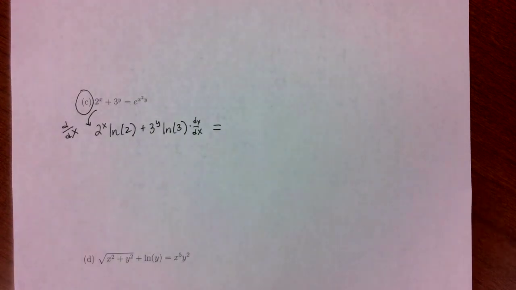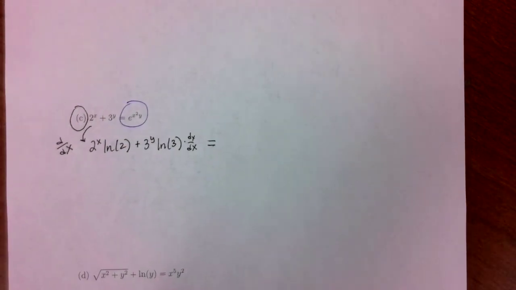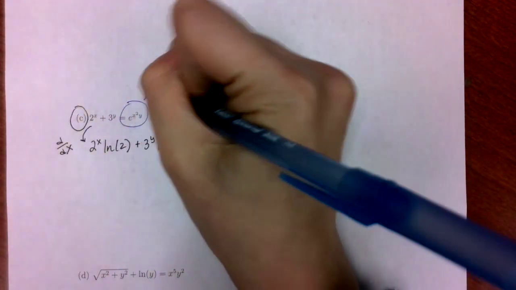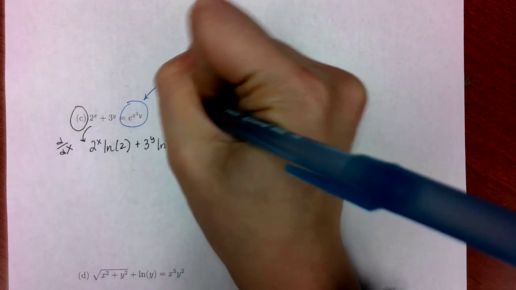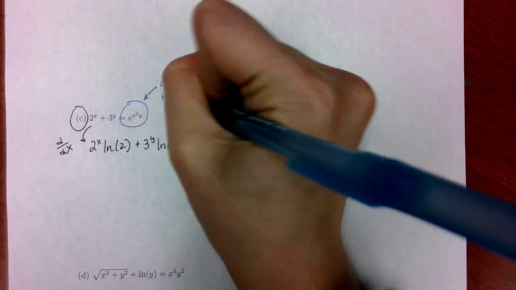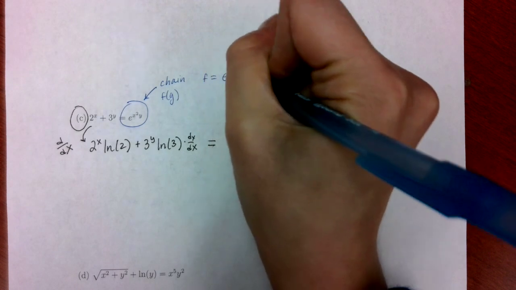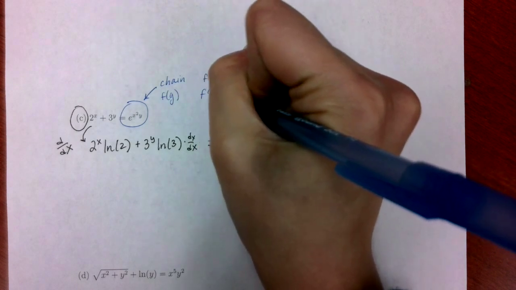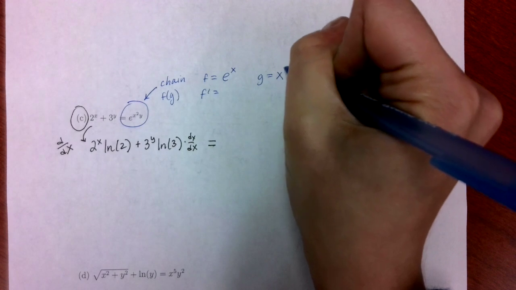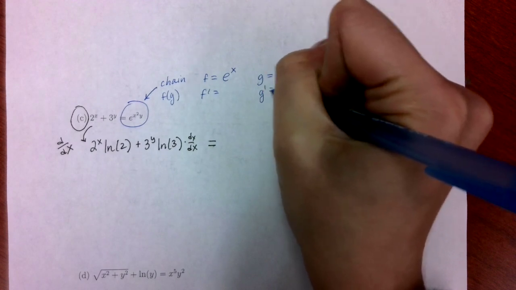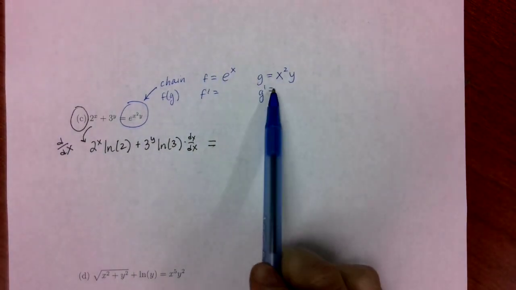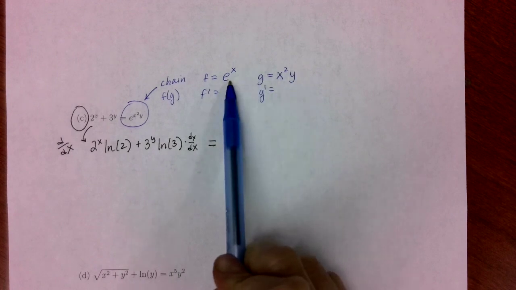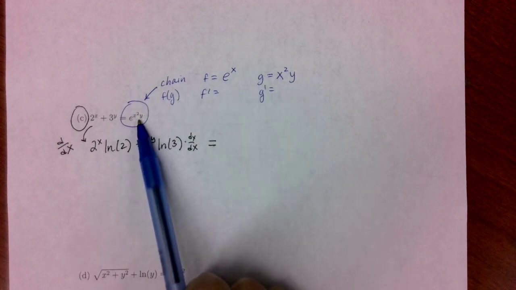Now, the derivative on the right-hand side is really complicated. So we're going to take this off to the side and do some scratch work. All right, so this requires a chain rule. This is a composition f of g of x, where the f is e to the x, and the g is x squared y. All right, so if I plugged this in for x in this expression, I would have e to the x squared y.